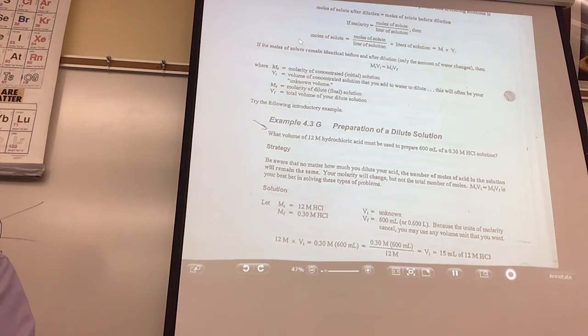How many milliliters? It says, what volume of 12 molar hydrochloric acid is used to prepare 600 milliliters of 0.3 molar HCl? Every year I do these problems. Did you know that every year some people think this is a chemical reaction and they need to set up a balanced equation? Is this a chemical reaction here? No, it's just diluting it, isn't it? It's just diluting some stuff.